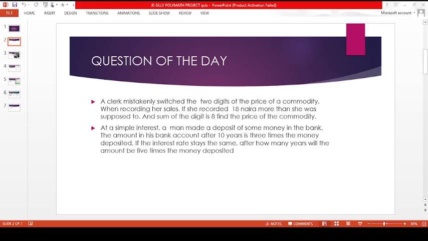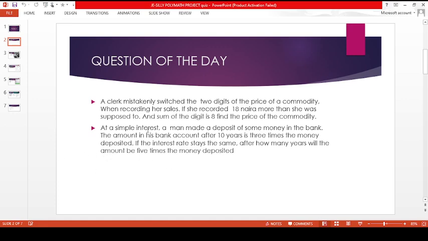So, question of the day we have: at simple interest, a man made a deposit of some money in the bank. The amount in his bank account after 10 years is three times the money deposited, which is the principal. The money deposited is what we call the principal. If the interest rate stays the same, after how many years will the amount be five times the money deposited?